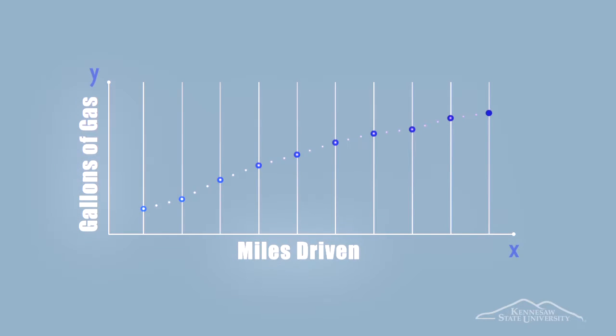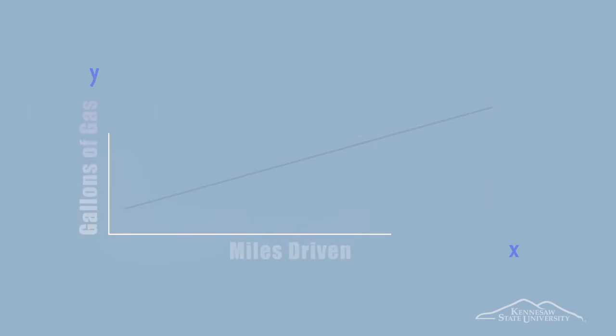For example, if you look at a graph that has data on miles driven on the x-axis and gallons of gas consumed on the y-axis, those data points will be pretty close to a straight line. In reality, we don't tend to have that perfect relationship, but perhaps there appears to be some sort of linear relationship between the two variables.